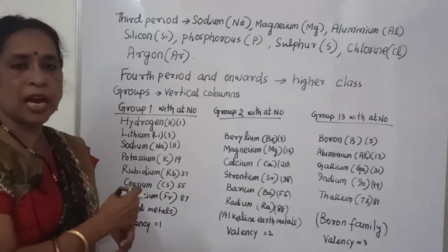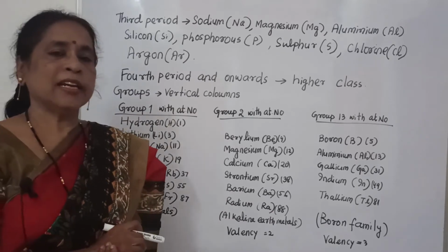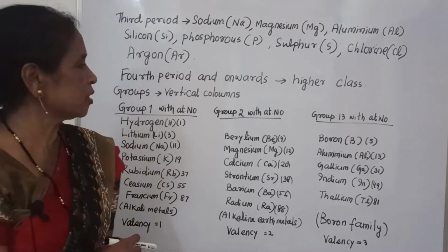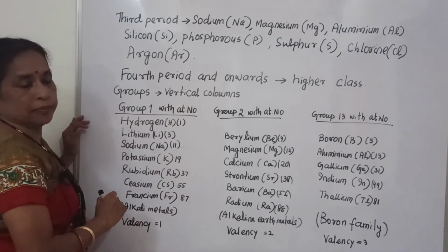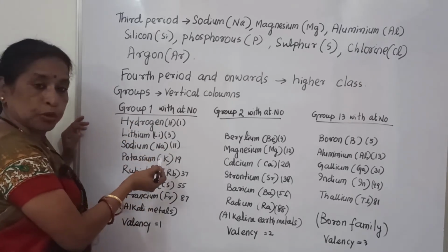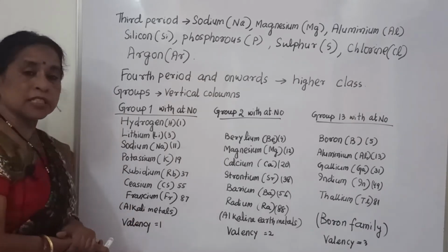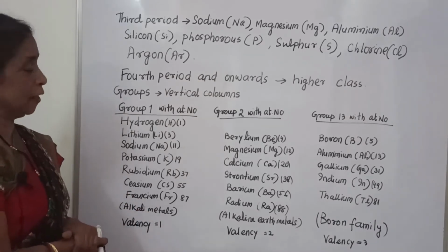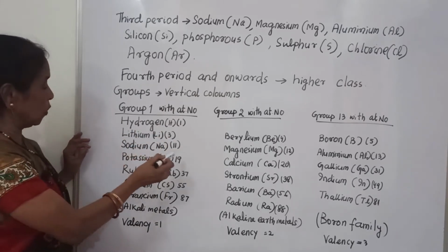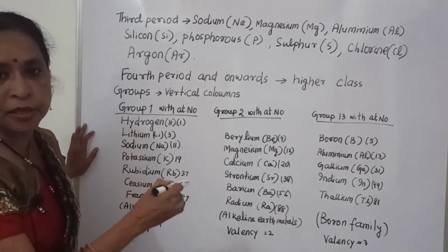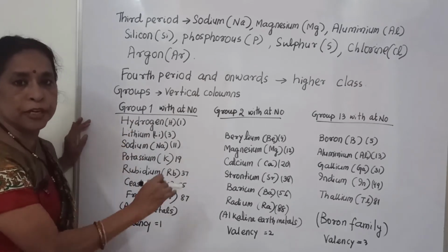Then what are groups? I told you the vertical columns are called groups. There are 18 groups, that means 18 vertical columns. Group 1: you can remember up to sodium, or you can remember up to francium. It is better if you remember francium in 10th class, it will be very easy. So first remember hydrogen, lithium, sodium, potassium, rubidium, cesium, francium.